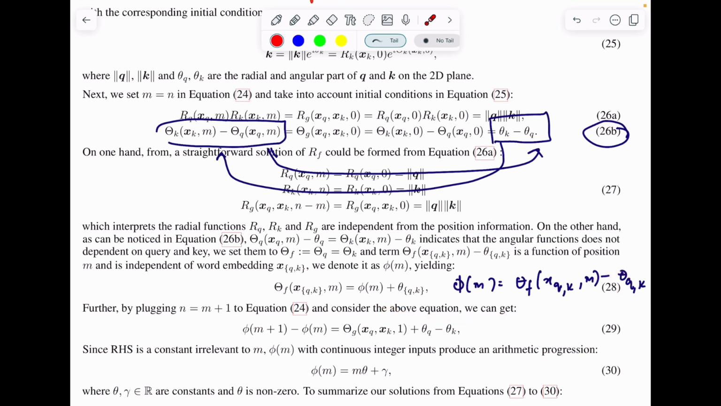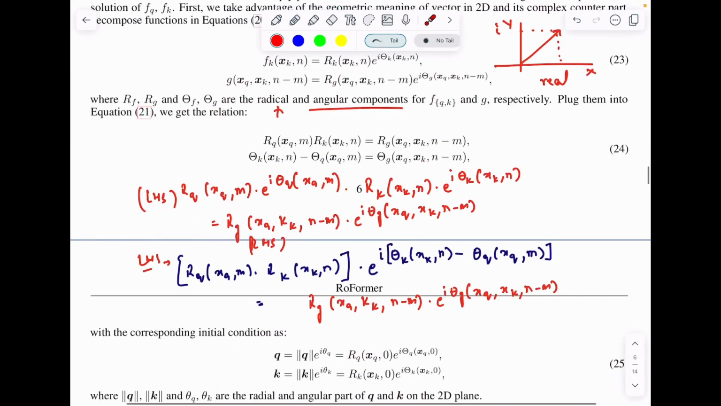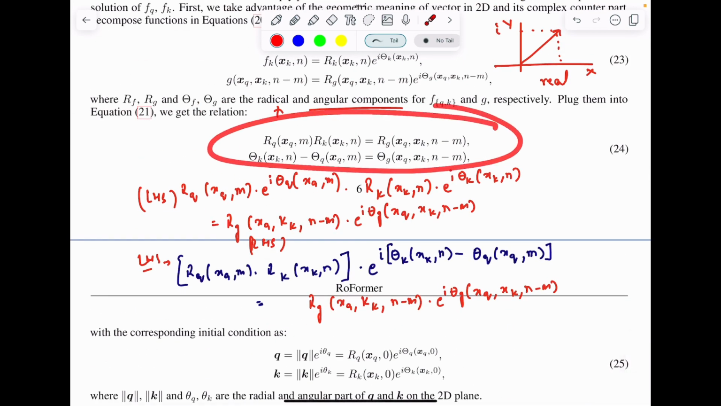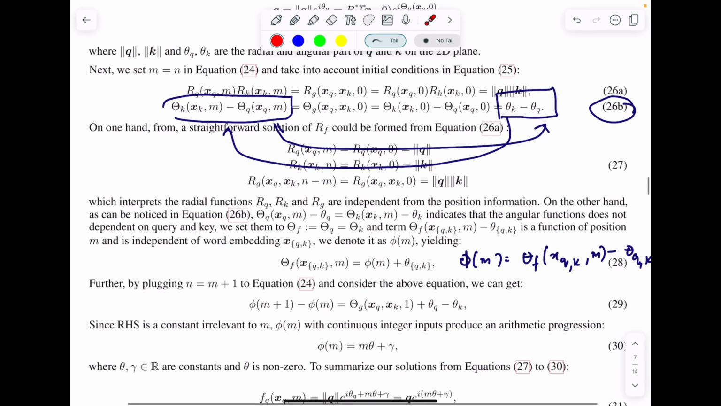Okay. Now in equation 24, that is the equation that we saw here, let's put n is equal to m plus 1. That means let's see what happens when the query and key move by one position, right? So what happens is that phi m plus 1 minus phi m turns out to be this particular value.